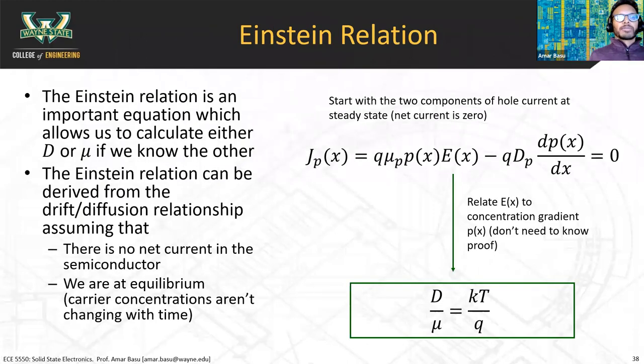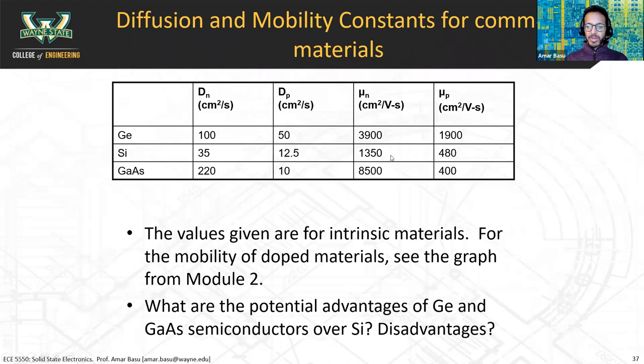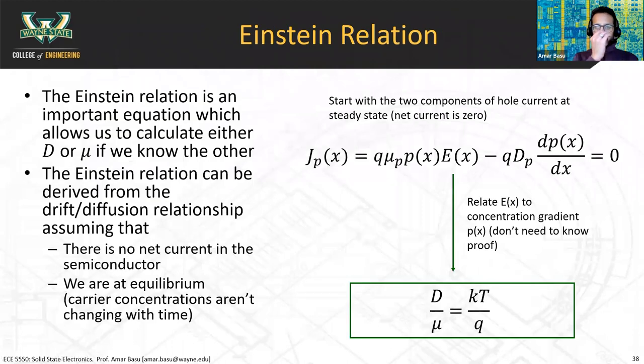Next thing is the Einstein relation. The Einstein relation, it's an important equation. It relates D and mu. You remember how I was saying that the ratio of D to mu seems to be constant in this table here. If there's a 3.5x difference, or 3x difference, in mu n and mu p, there's also the same ratio in D. Turns out D and mu are related to each other. So if you know the mobility, you can calculate the diffusion coefficient. If you know the diffusion coefficient, you can calculate the mobility. The relationship between the two is extremely simple.